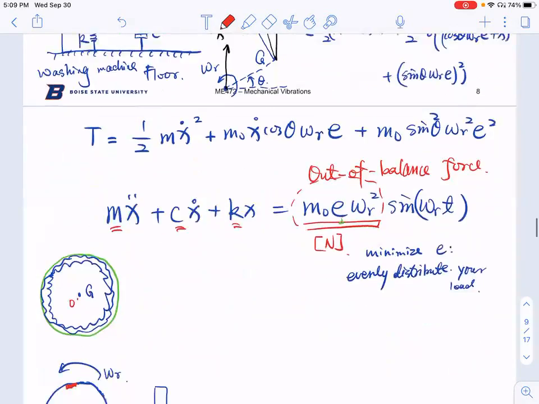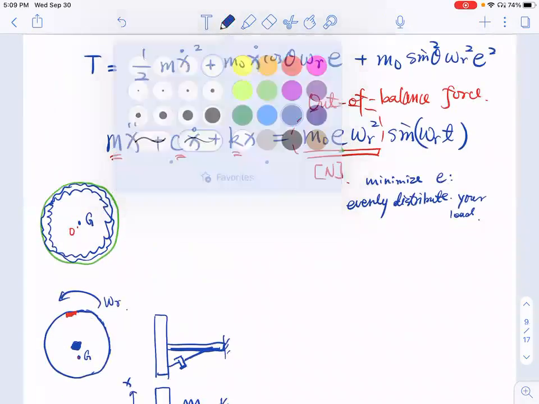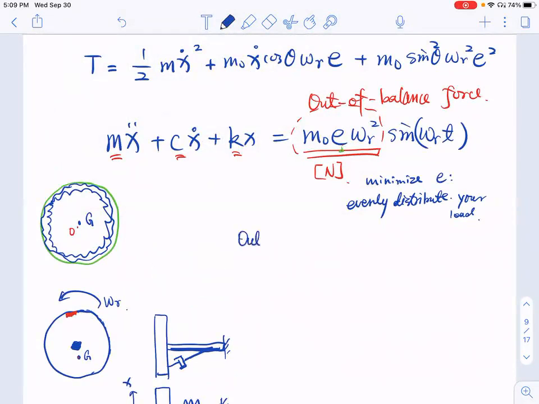All right. So what you do is, because we want to minimize the displacement, we know that the output should be X. The input in this case is your out of balance force.